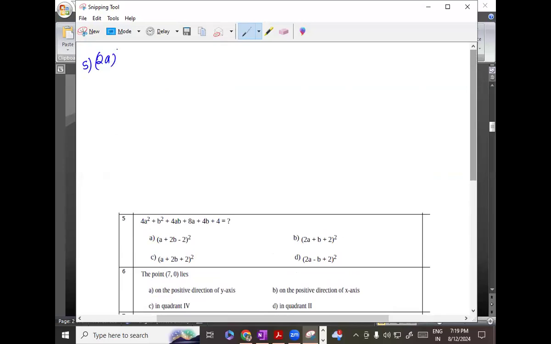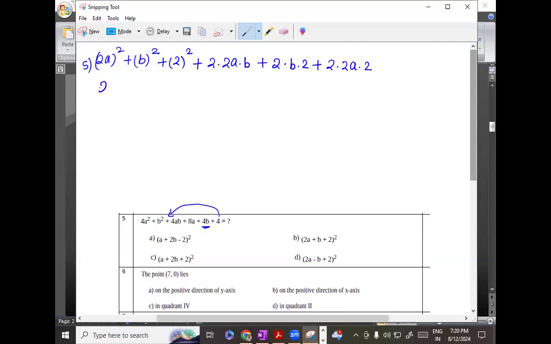Okay, right. Then 2a whole square, can we write? Then b whole square. Then we write after b square, 4, which means 2 square. Right? Then 2ab, so 2 into 2a into b. Plus 2bc, which is 2 into b into 2. Then 8a, or 4a, sorry, 4a. Then 2ca, plus 2 into 2 into 2.